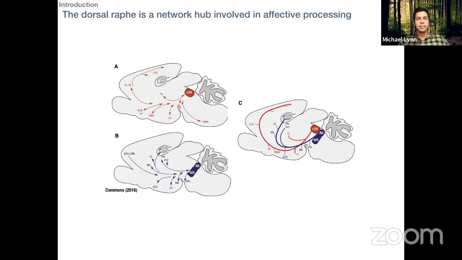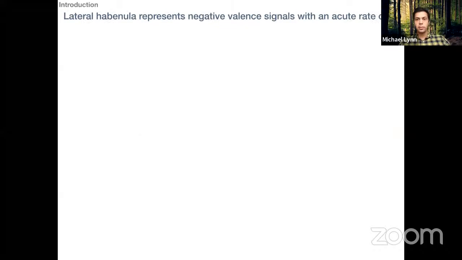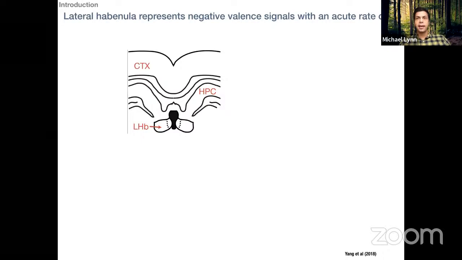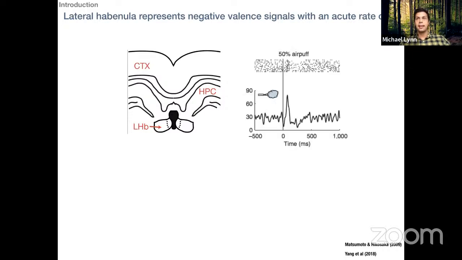It both receives inputs from a large portion of the brain, and it also sends serotonin outputs to a lot of the brain. These are just some of the structures it communicates with. And obviously it's the target of antidepressants like SSRIs, so it's really important to understand how it processes input. Another structure I'll be talking about today is the lateral habenula. It's shown here, right below the hippocampus. The habenula really represents negative valence signals with a really acute rate code.